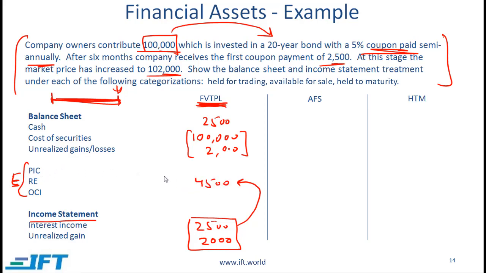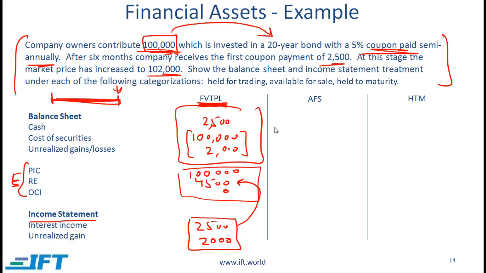The paid in capital, which is that initial contribution, is 100,000. And in this particular case, held for trading, there is no OCI. Notice that the balance sheet balances: on the asset side, we have 104,500, and on the equity side, we also have 104,500. There are no liabilities. Now I want you to pause the video and come up with the numbers for AFS and held to maturity.